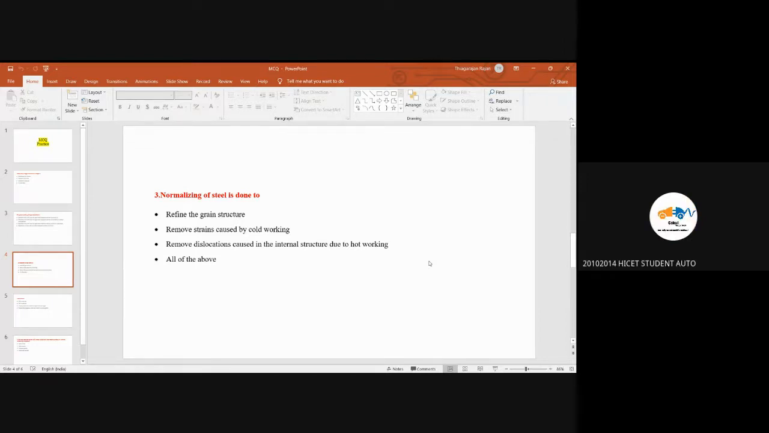Okay, fine. So normalizing is done for all of these. The structure will be modified, you can remove the strains, and it is possible to remove the dislocation. Dislocation means some kind of failures like delamination, cracks and all. Some fracture is also possible.